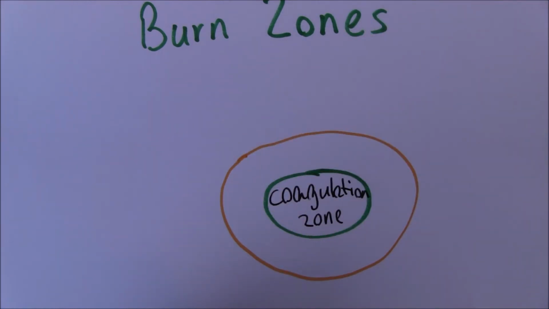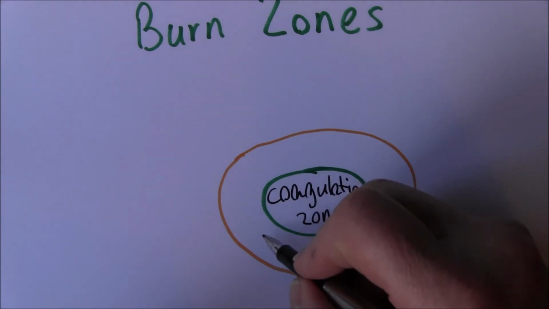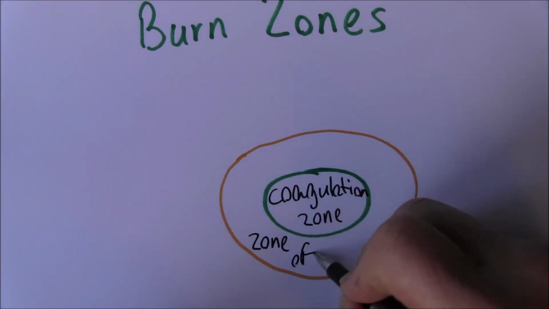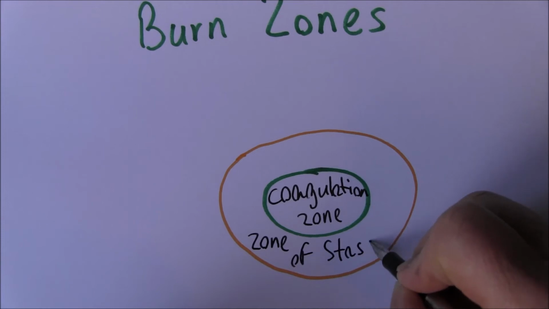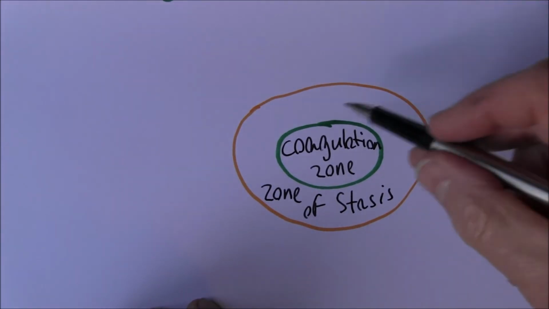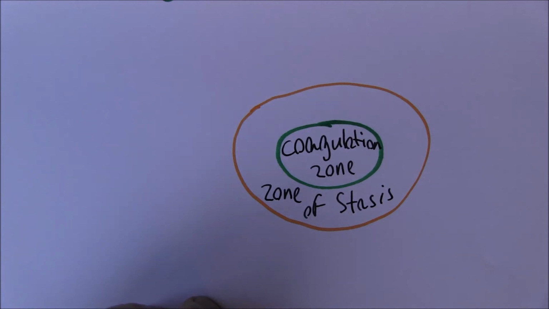But round about that, we have another zone where the circulation has been inhibited, but the tissues have not been killed. And this is called the stasis, or the zone of stasis, where the blood supply is reduced, but the tissue is still viable.